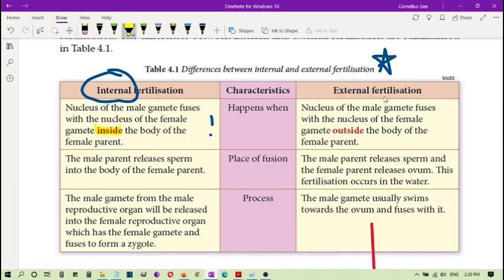On the other hand, in external fertilization, the nucleus of the male gamete fuses with the nucleus of the female gamete outside the body of the female parent. The places of fusion we already know: inside and outside. This will be inside the female parent, and this will be outside. Because it's happening outside, it cannot be in air, so most of it happens in the water.